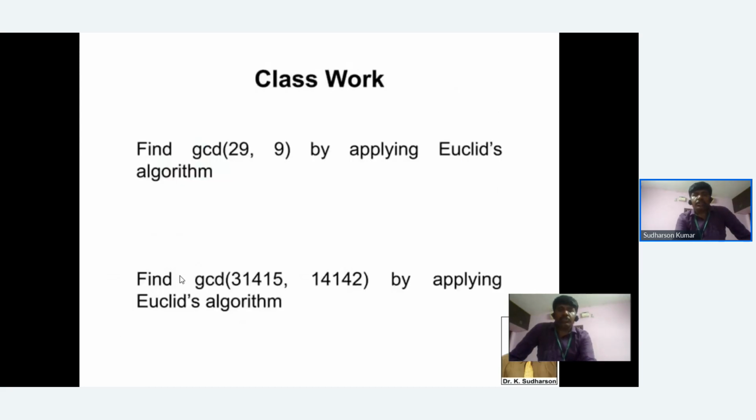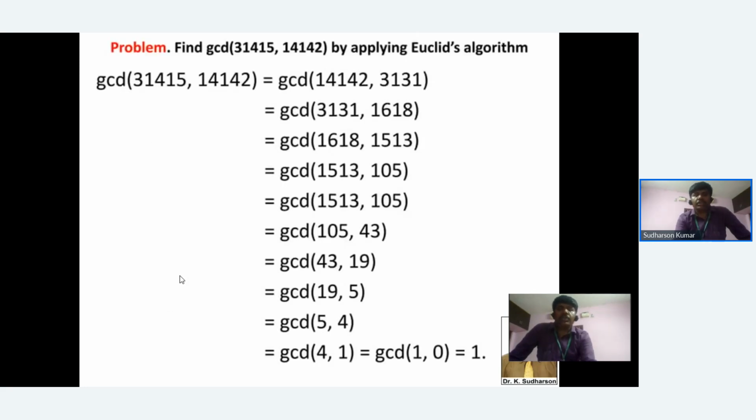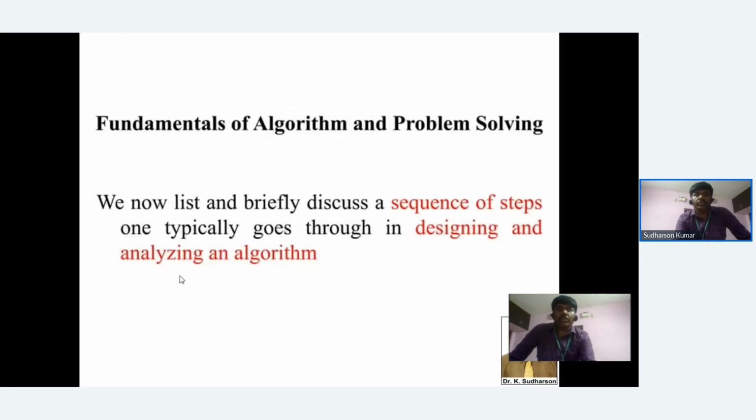Okay, so likewise you do it for 29 comma 9. Also you can find it for larger numbers like 31,415 and 14,142. If you use the Euclid algorithm, it's very easy to find for any large numbers. It's very simple. You have to mod the numbers, and again n becomes m and the remainder becomes n. Again do the steps till n becomes 0. So that's all. These are the steps to find the GCD of a number using the Euclid algorithm.